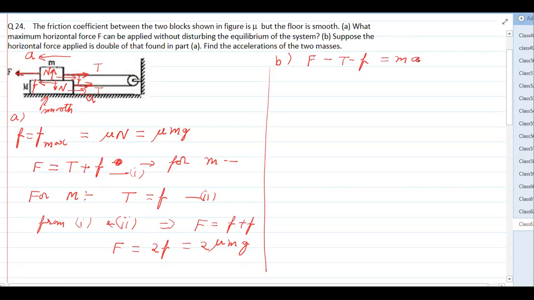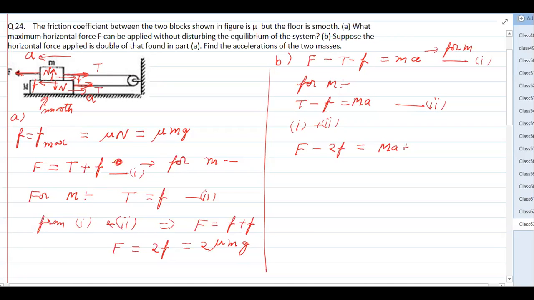Now the second equation is for the lower object. For the lower object, capital M, we can write tension minus friction equal to capital M a. This is for the lower object. Since we want to find the acceleration, we can add these two. If you add these two, tension will get cancelled. So capital F minus 2 small f equals capital M a plus small m a.